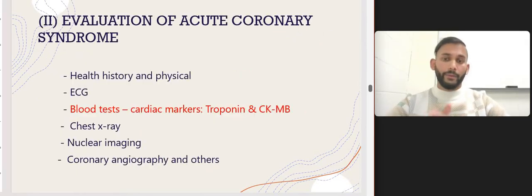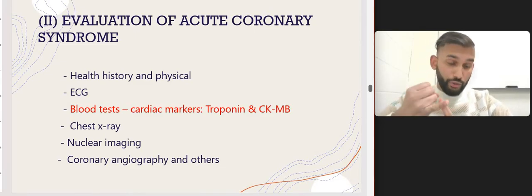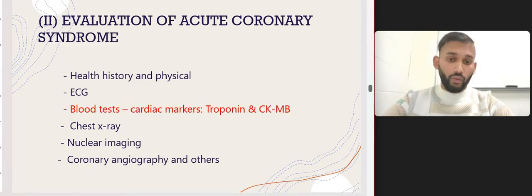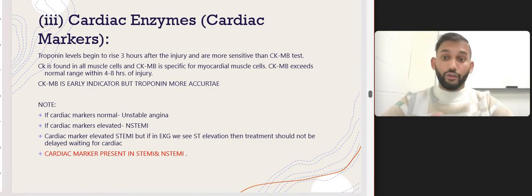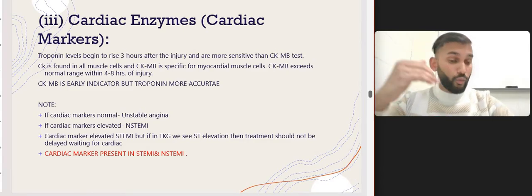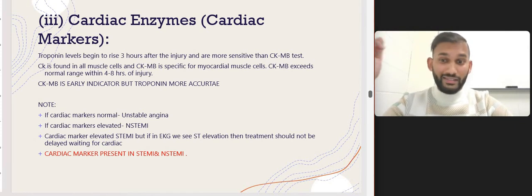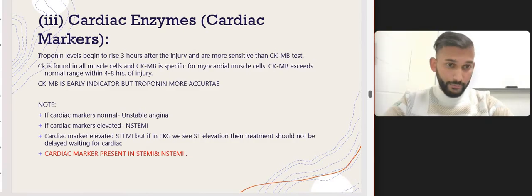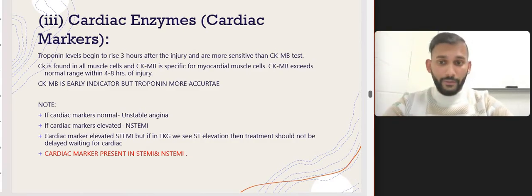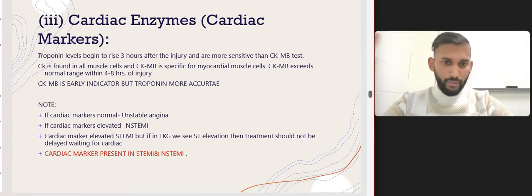Now let's talk about the evaluation. Let's not go into super detail, but with the blood test we will do the troponin, CKMB, but the most definitive one we have is troponin. The troponin level begins to rise in the first 3 hours after the injury, and is more sensitive than CKMB, which is specific for MI, for the cardiac muscle cells. When we say CK, it's for all the muscle cells, but when we say CKMB, then it becomes more for cardiac muscle cells. But again, troponin is what we will check for.